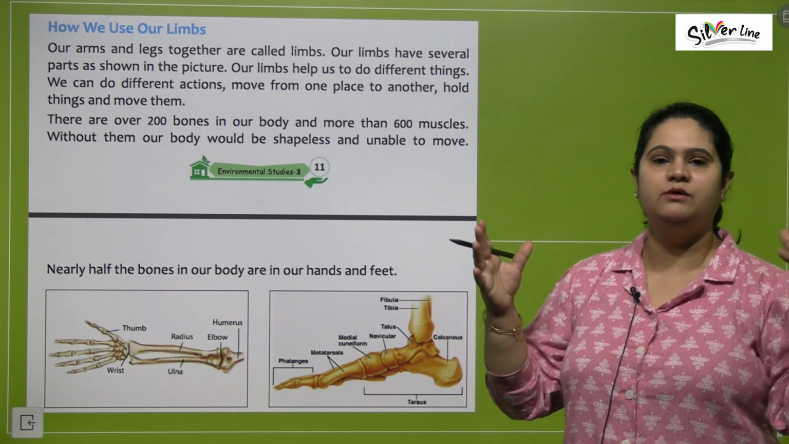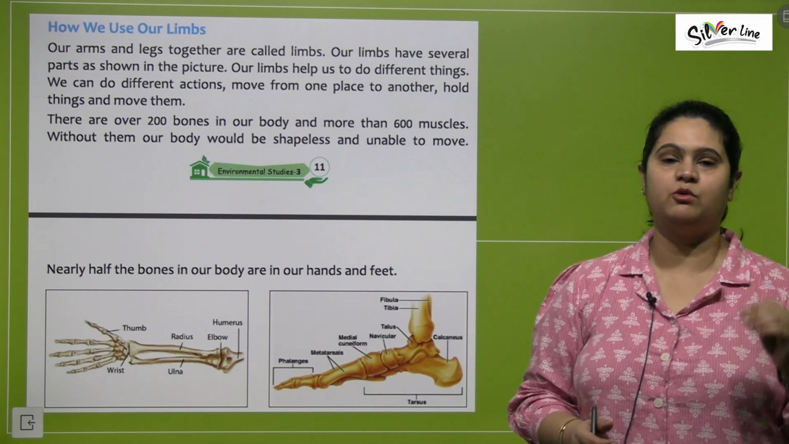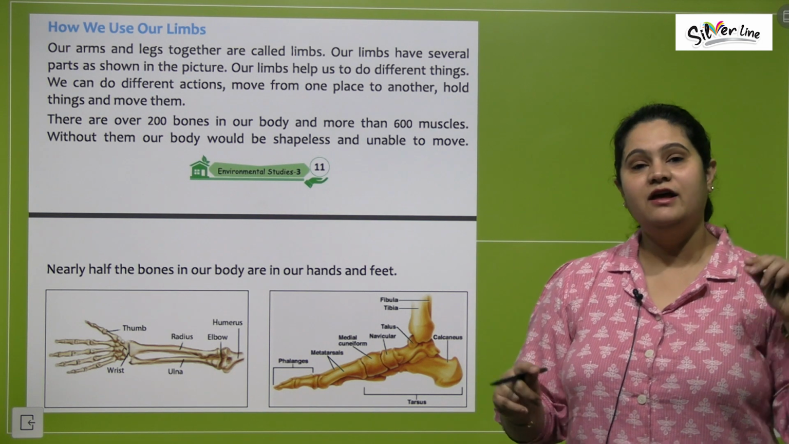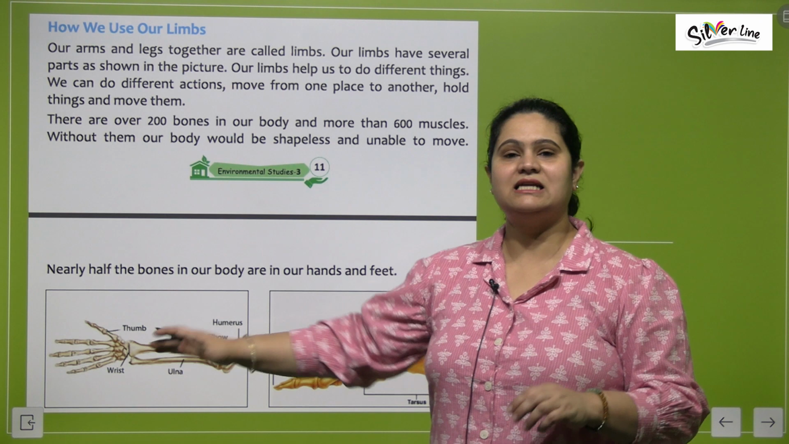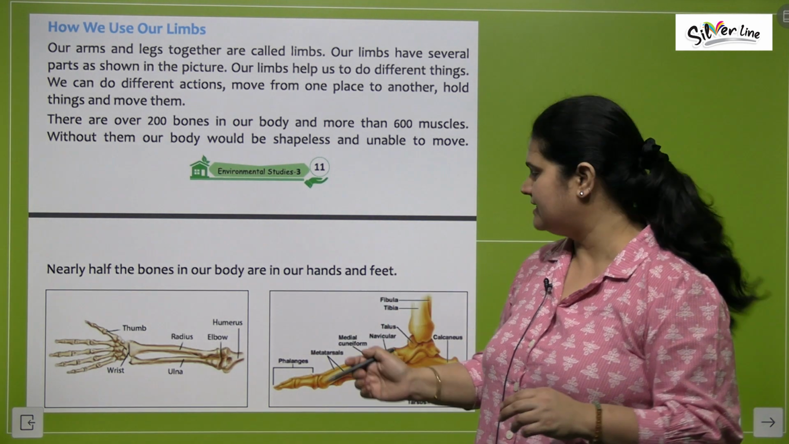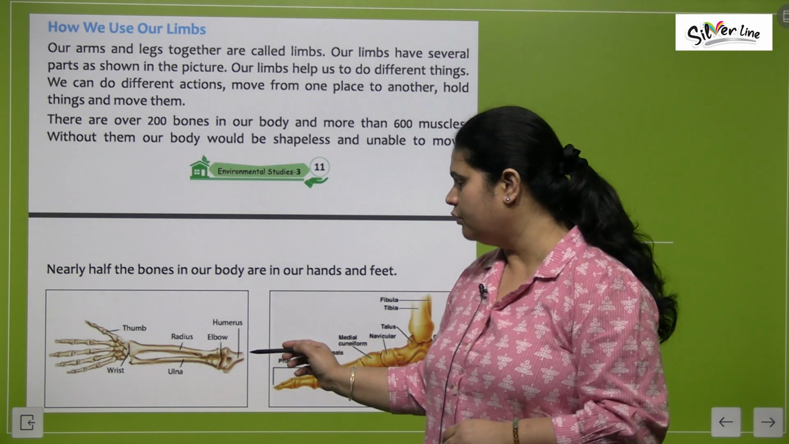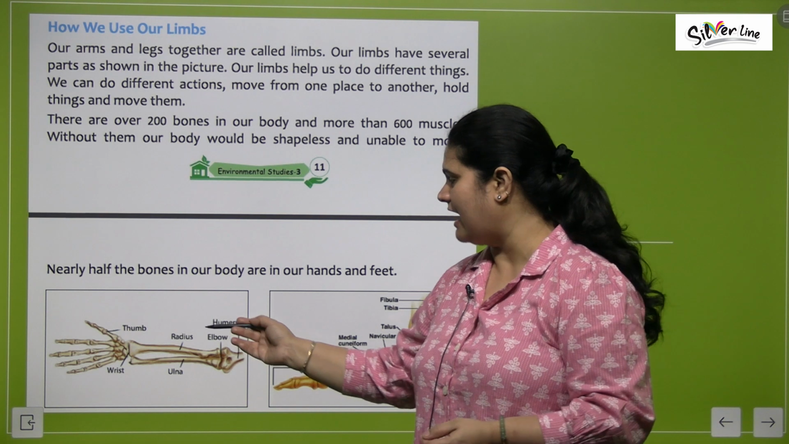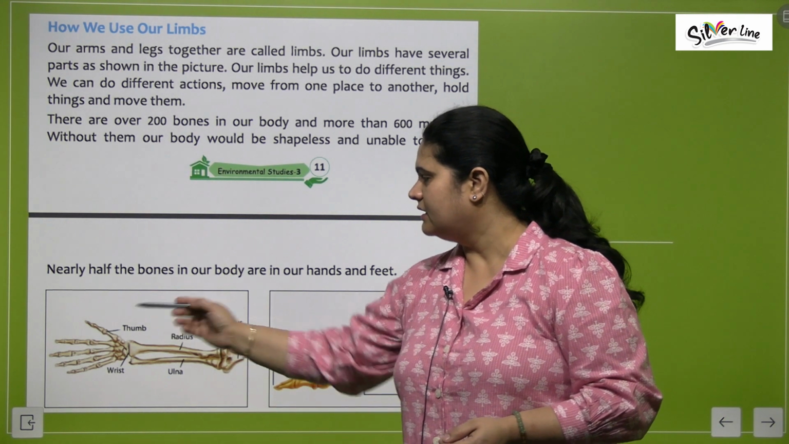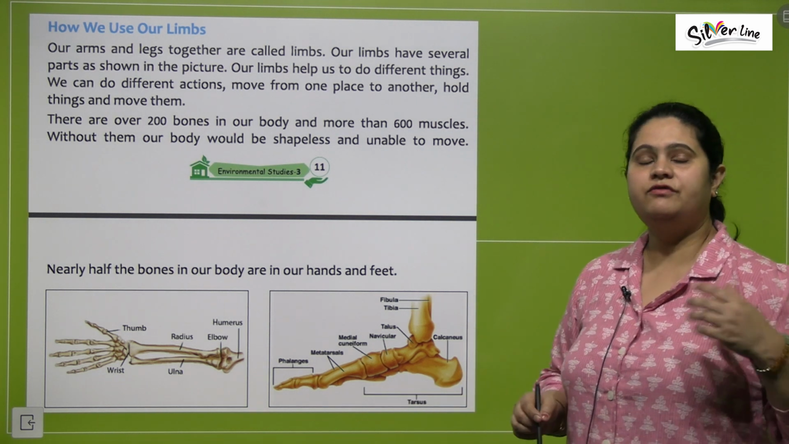हमारी बॉडी में जितनी बोन्स हैं उसकी almost half अगर हम बात करें, बोन्स हमारे हैंड्स और फीट के अंदर हैं, right? There are so many bones. See, this is the skeleton of a hand. This is humerus. This is entire arm. This is humerus. This is elbow. This elbow joint. Then we have radius, ulna. Then thumb, wrist. Here, this is the feet, right?